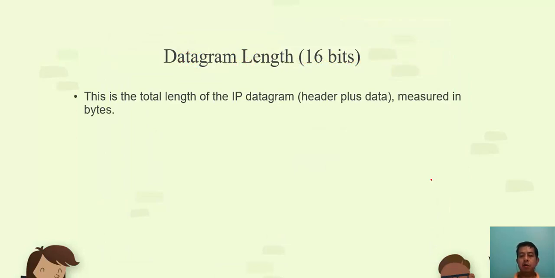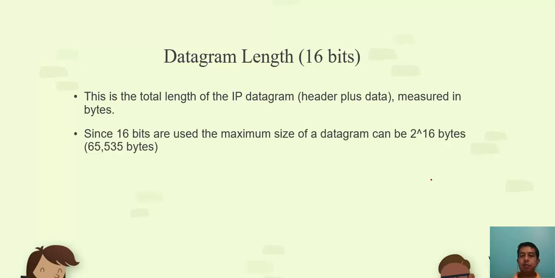It's header plus data and measured in bytes. That means whatever value is there in the datagram length field, that number of bytes is the size of that particular datagram. Clear? So since 16 bits are used, the maximum size of a datagram can obviously be 2 to the power 16 bytes, which is 65535 bytes.